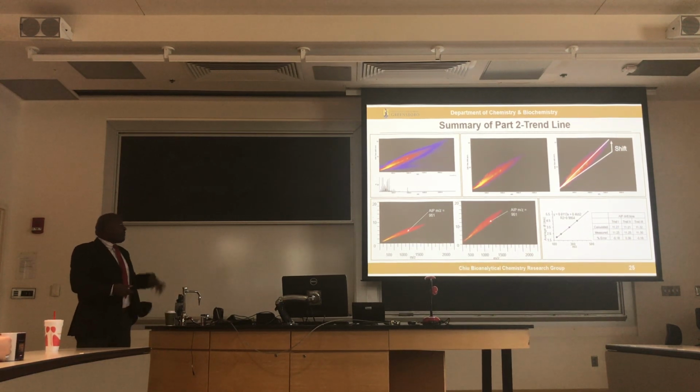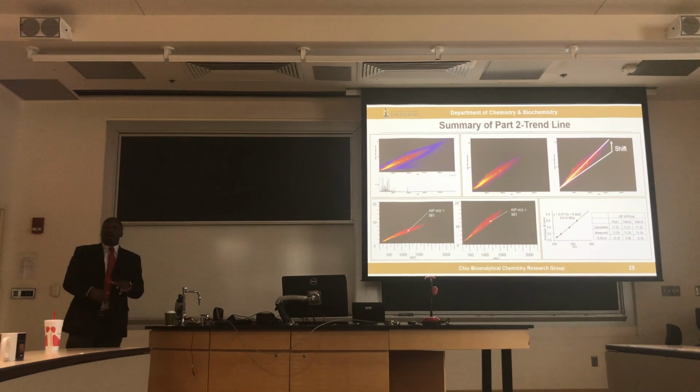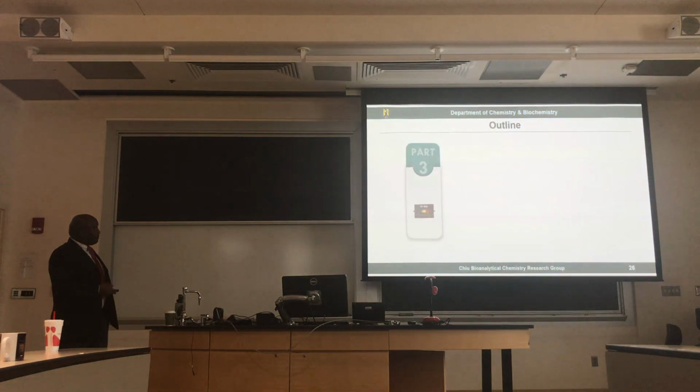So unfortunately, the MALDI ionization source broke down, and we were unable to continue with this part of the experiment. But we believe that we have enough data to submit a paper on this particular project.